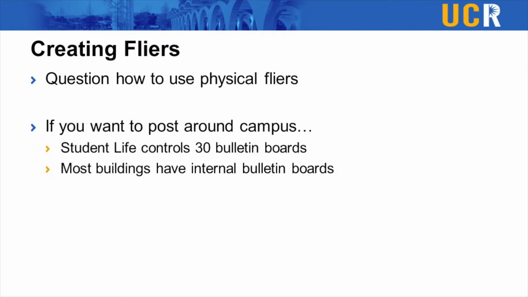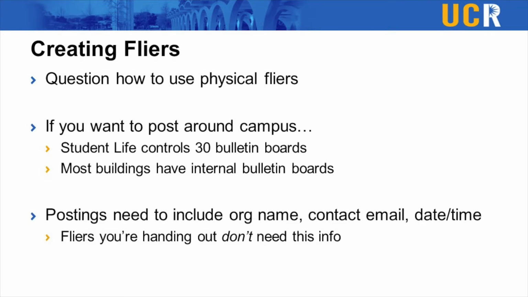If your group is specific to a major or department, you can ask that department for permission to post in their buildings. On these flyers, you'll need to include your org's name, a contact email, and a date and time of your meeting. You can't just say, join our club. It needs to be a specific meeting or event, or maybe a weekly time. All the flyers you hand out don't need this info if you want it to be more general with those handouts.